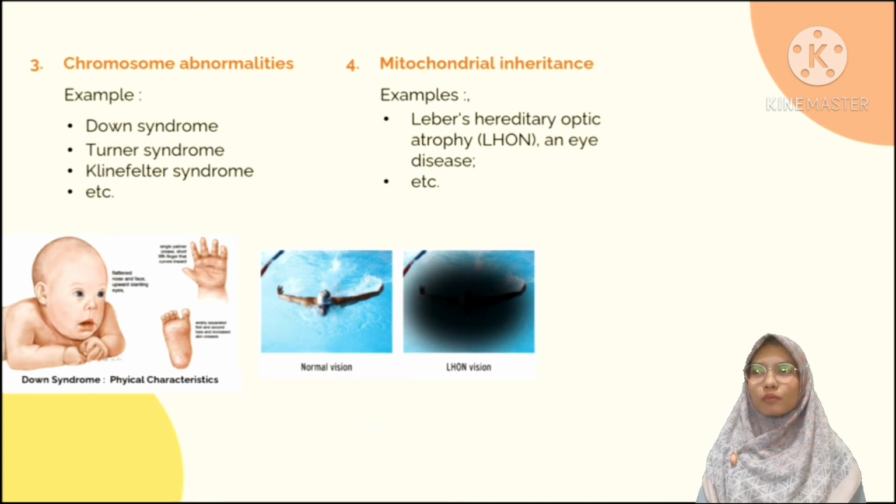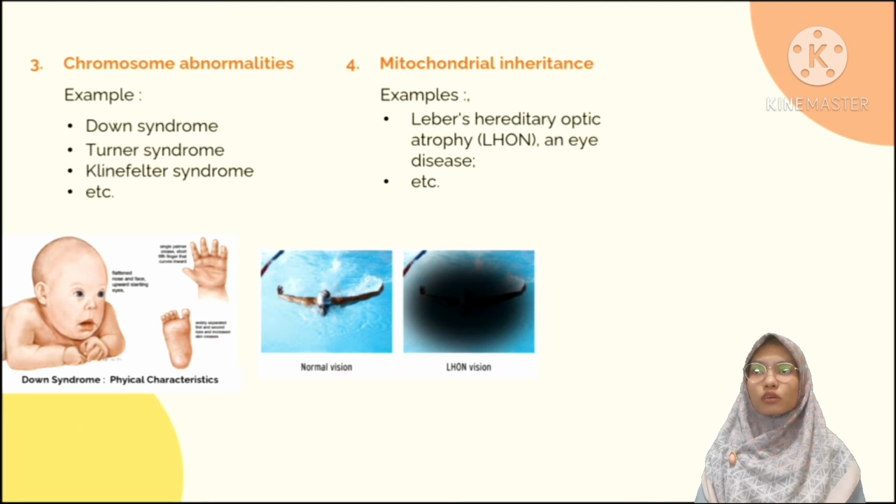Third is chromosome abnormalities. Chromosomes are the carriers of the genetic material. Abnormalities in chromosome number or structure can result in disease. Some examples of chromosome abnormalities include Down syndrome, Turner syndrome, Klinefelter syndrome, etc.